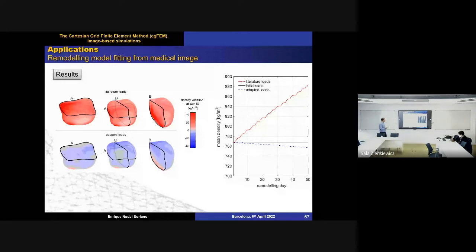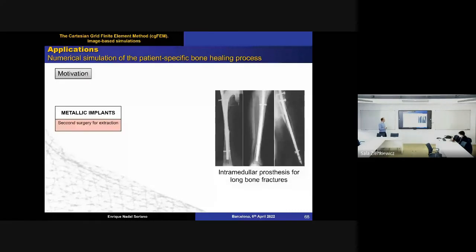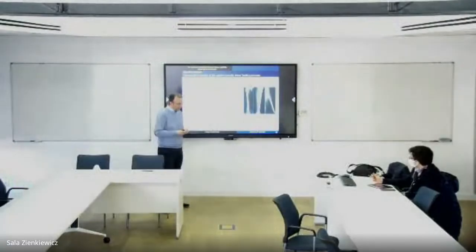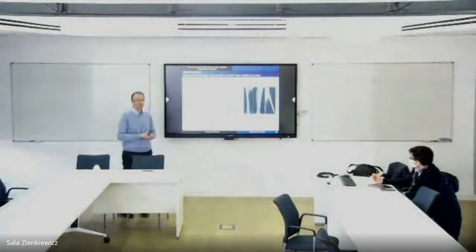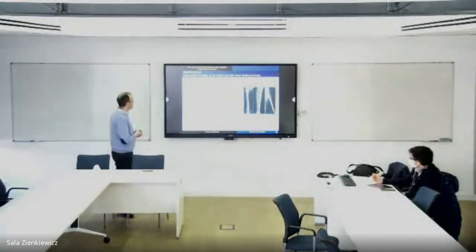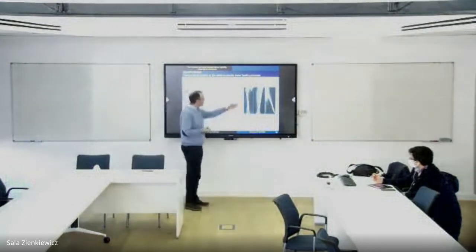And then the final example of applications of these techniques is, well, here in the first step, we make an example of a remodeling process. But what happens when a bone is broken? It's not only the remodeling, it's healing. Well, this is a tibia.